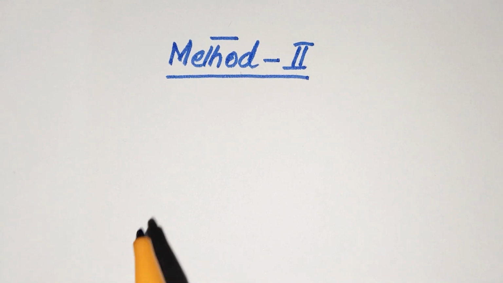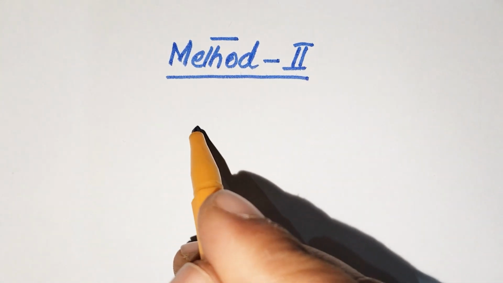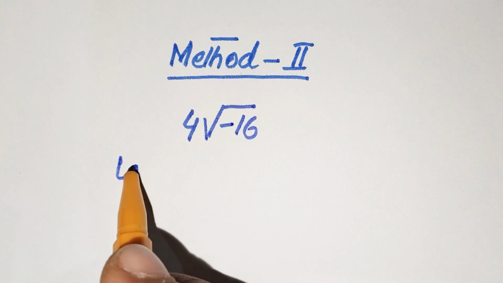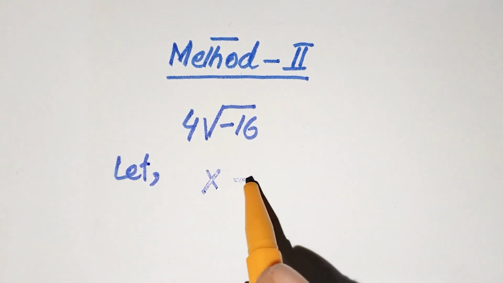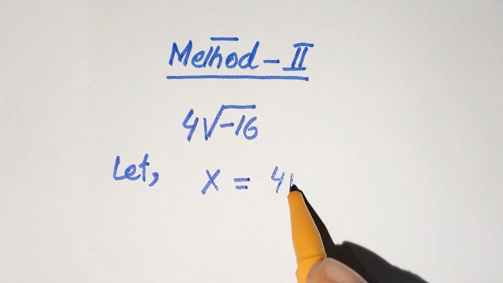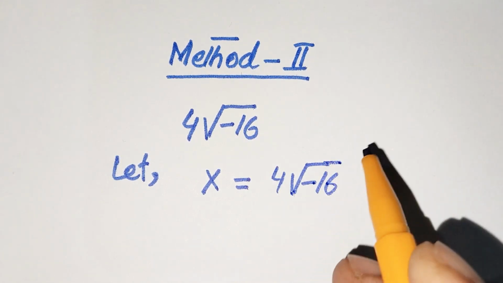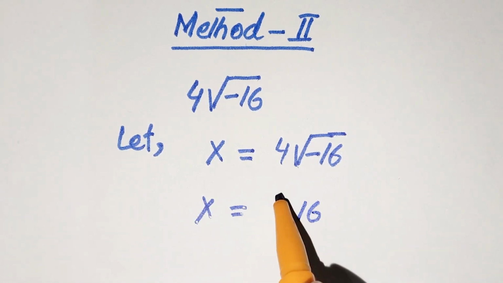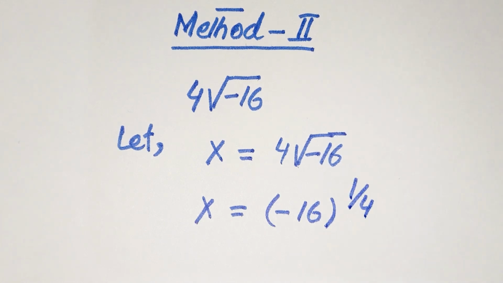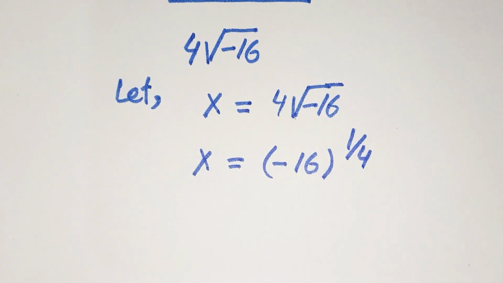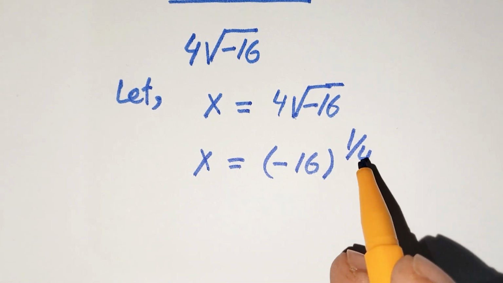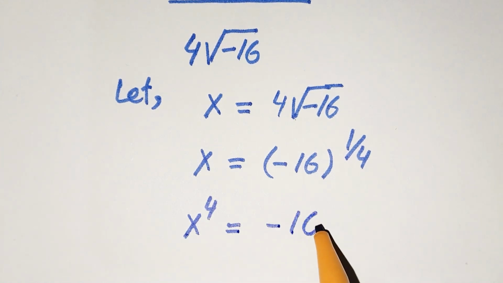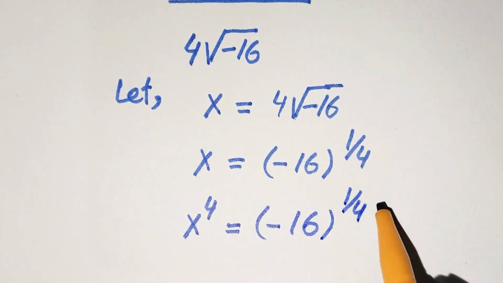Now our second method is that we know our problem is the fourth root of minus 16. We suppose x is equal to the fourth root of minus 16. So now x is equal to, if we write it as whole power 1 by 4, it's the same. And now, multiplying 4 with the exponent, we get x to the power 4 is equal to minus 16 to the power 1 over 4 times 4.